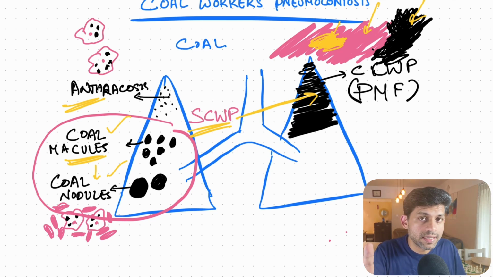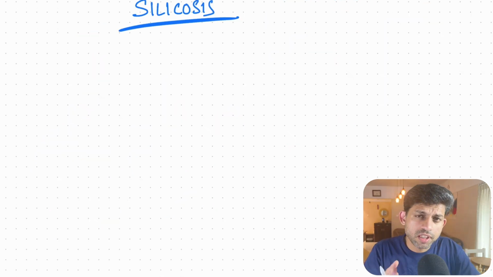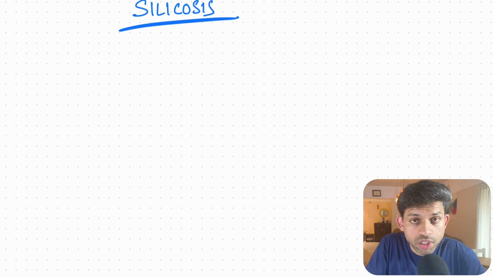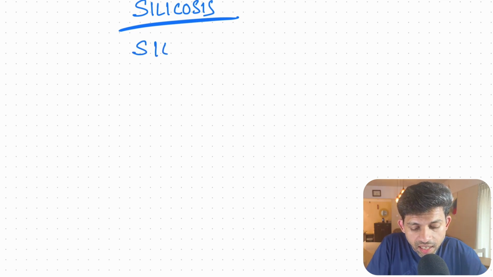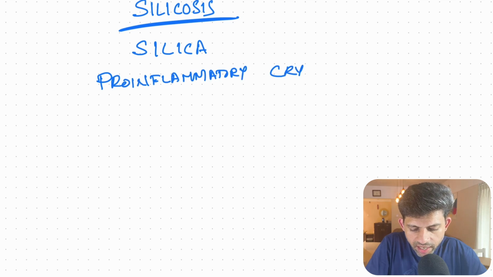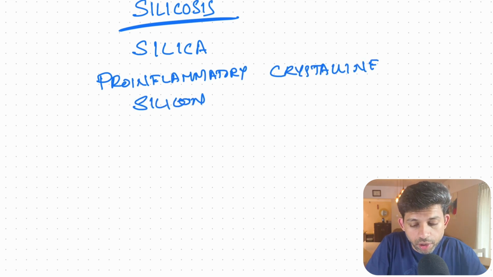Now let's look at silicosis. Silicosis is the most common chronic occupational disease in the world. It is currently the most common pneumoconiosis. It is caused due to exposure of lung to silica, which is a pro-inflammatory crystalline silicon dioxide.